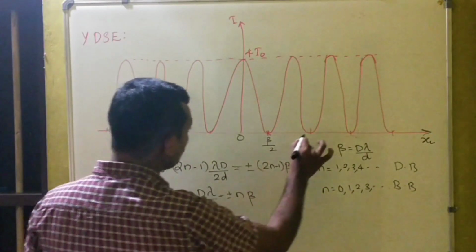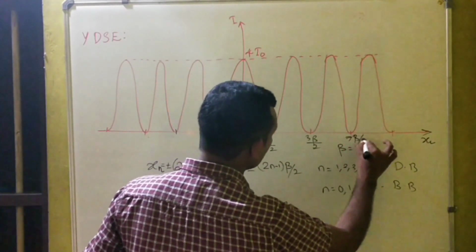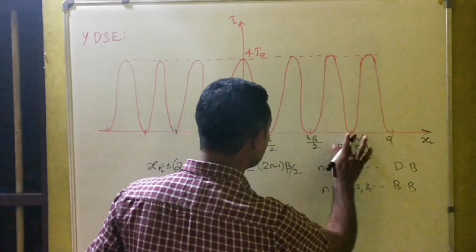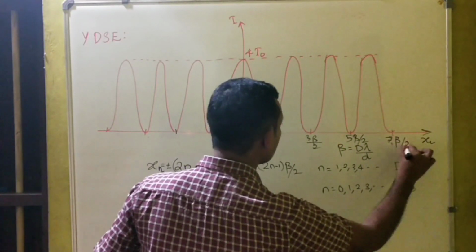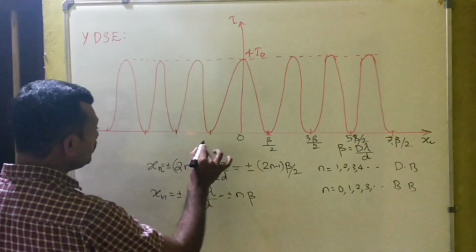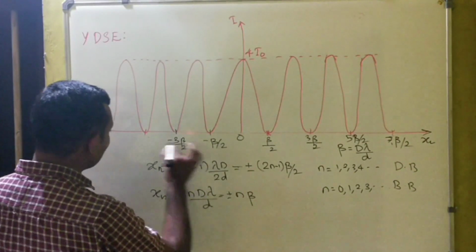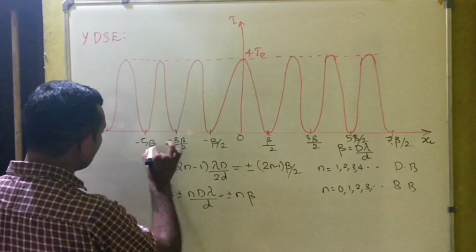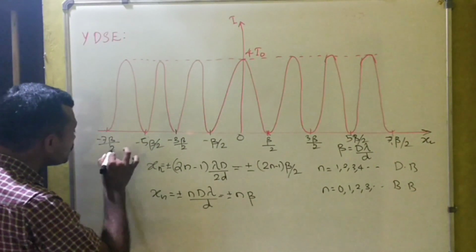So this is beta by 2, this is 3 beta by 2, this is 5 beta by 2, this is 7 beta by 2. Now correspondingly, what is on the left side? So in xn, I am representing in terms of beta. This is minus beta by 2, this is minus 3 beta by 2, this is minus 5 beta by 2. And what is this? This is minus 7 beta by 2, right?